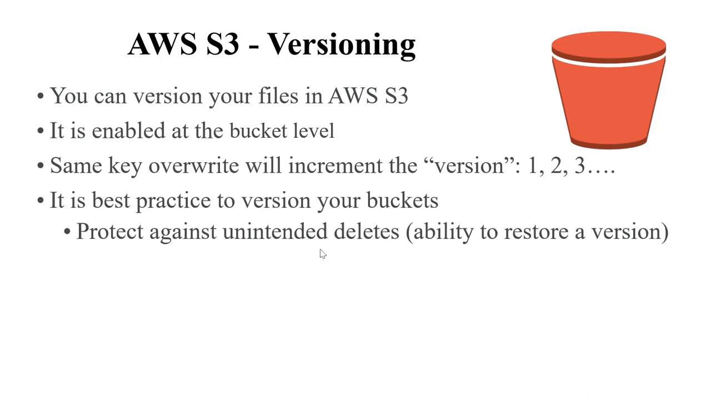To protect against unintended deletes. Suppose by mistake, as we were talking about, you have deleted the RDS backup file, and you don't have it anywhere else, but you need to use it to restore. The client is asking for that. Then how to get it? If it is stored in S3 with versioning enabled on the bucket, you don't need to worry.